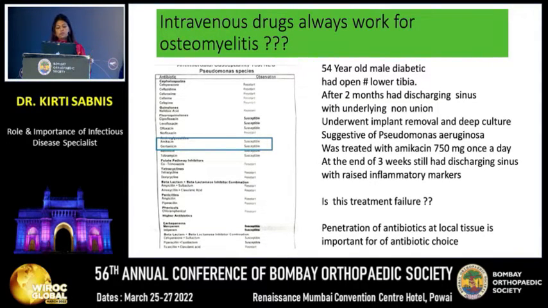What should be done? So before we decide the choice of the antibiotic, a little bit of a discussion about the penetration of an antibiotic at a local space has to be done. So we chose an intravenous drug. That's a good thing, but amikacin has a very, very poor penetration at the local site. So that was the reason for treatment failure.